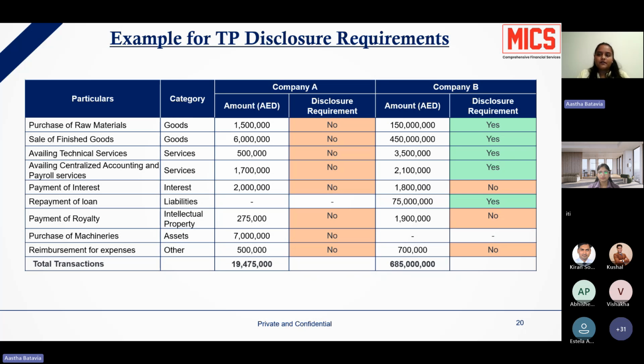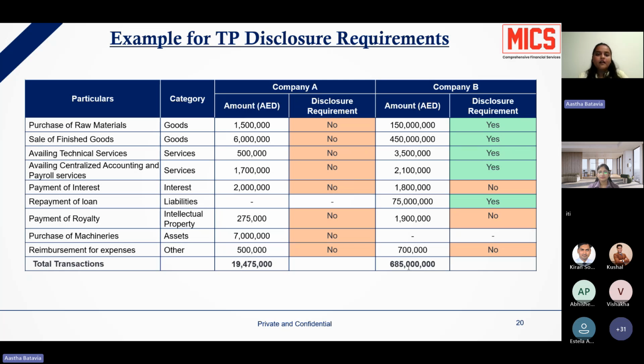Now let's move forward to company B, which has significantly larger transactions. If we total up these transactions, it's around AED 685 million. This is well above the AED 40 million aggregate threshold. So, TP disclosure requirements are triggered. However, that doesn't mean that they have to disclose each and every transaction. That's when the category-specific threshold of AED 4 million comes into play.